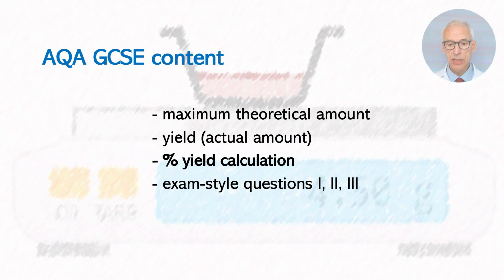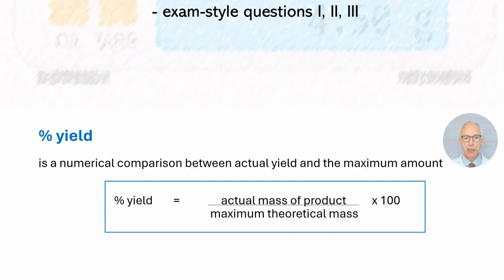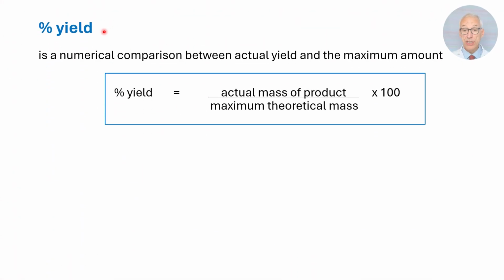Calculating percentage yield. Percentage yield is a numerical comparison between the actual yield, and the maximum amount. AQA specification expresses this as masses. So the percentage yield is the actual mass of product divided by the maximum theoretical mass times 100.